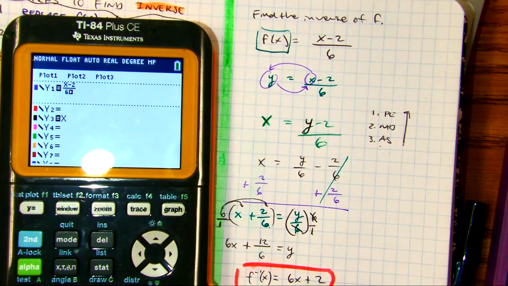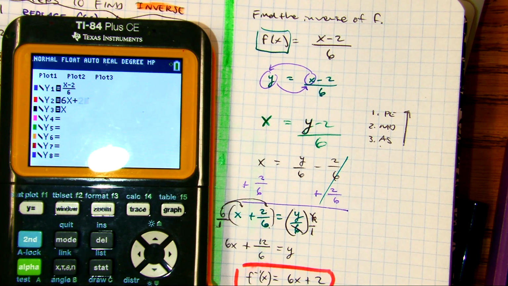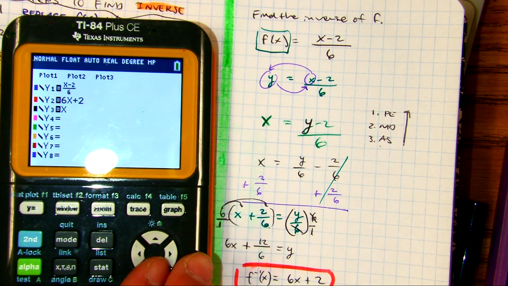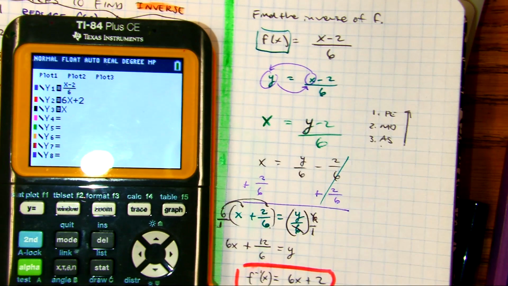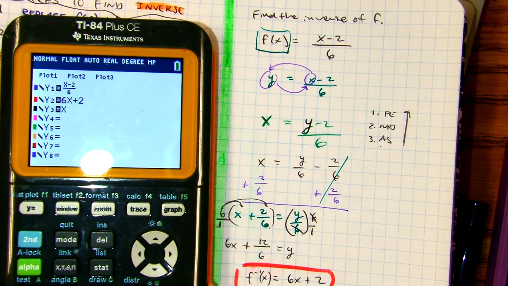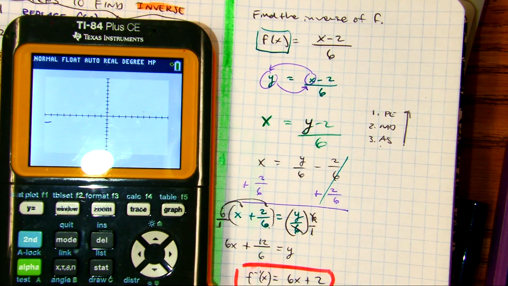And then on the second function, y2, I'm going to put in the inverse, 6x plus 2. And then in the third one, I'm going to put in y equals x. That is the reflection line. And now I'm going to press zoom 6. Here is the original. There is our inverse, and that is the reflection line.